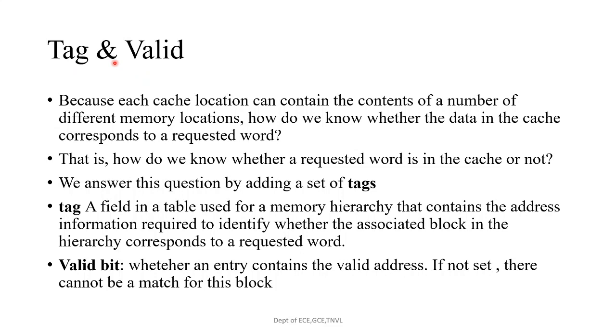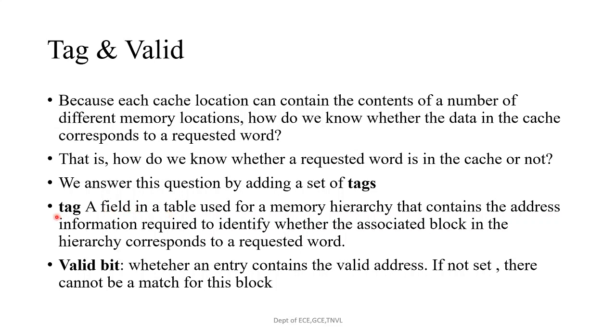These are tag and valid. Because each cache location can contain the contents of a number of different memory locations, how do we know whether the data in the cache corresponds to a requested word? That is, how do we know whether a requested word is in the cache or not? We answer this question by adding a set of tags.